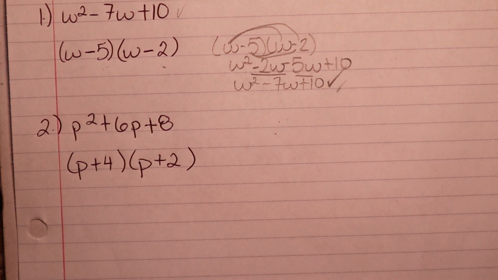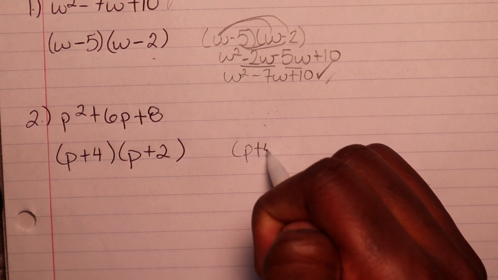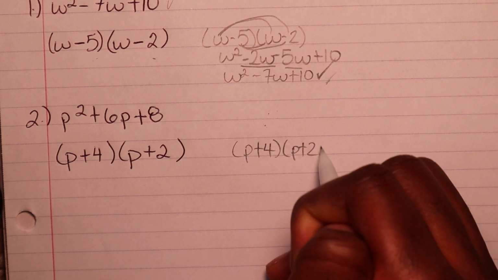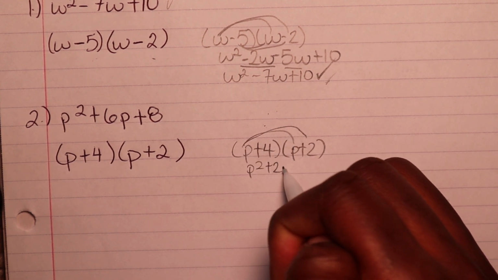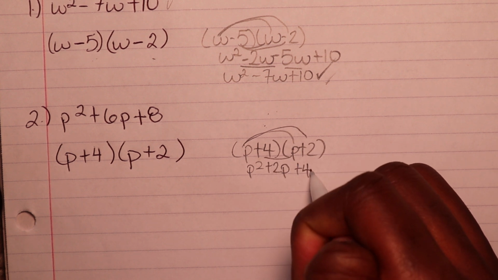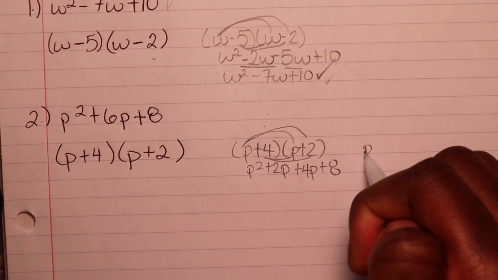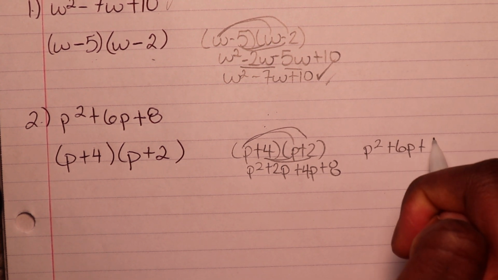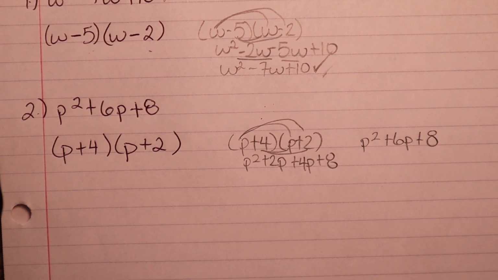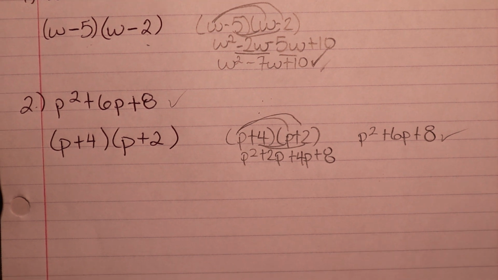And also, by the way, don't worry if you make mistakes. Like I said, verifying your answer is always the best thing to do. So you get p squared plus 2p plus 4p plus 8, which gives you p squared plus 6p plus 8. Okay, so that verifies as well. So you're good, you're in the clear.